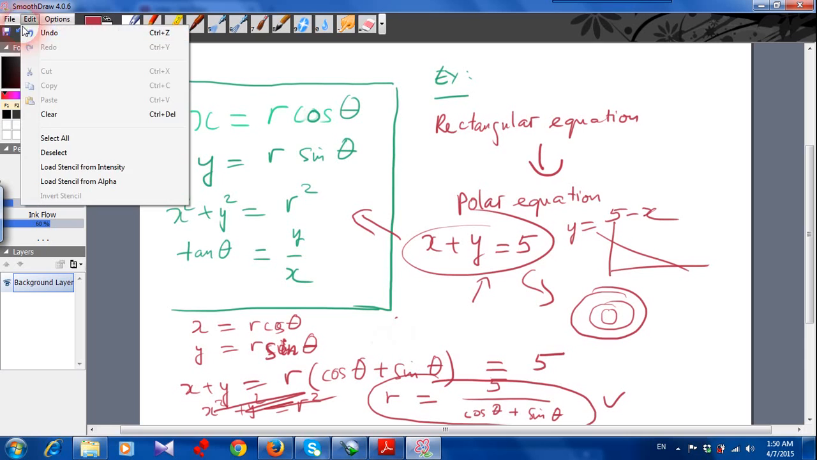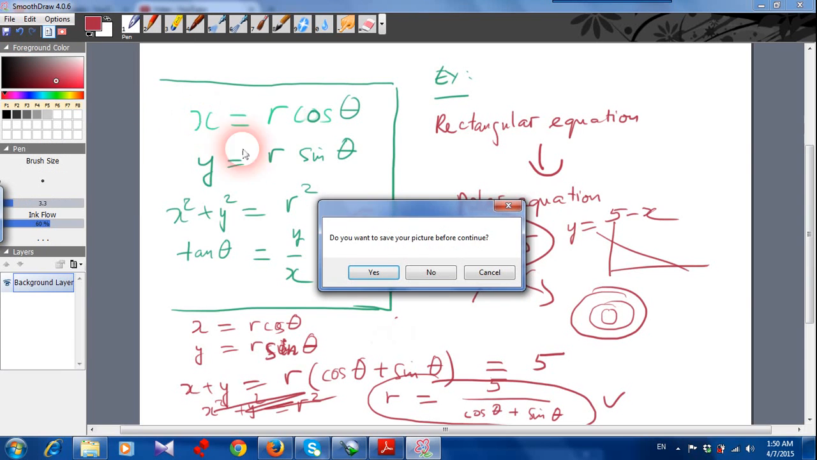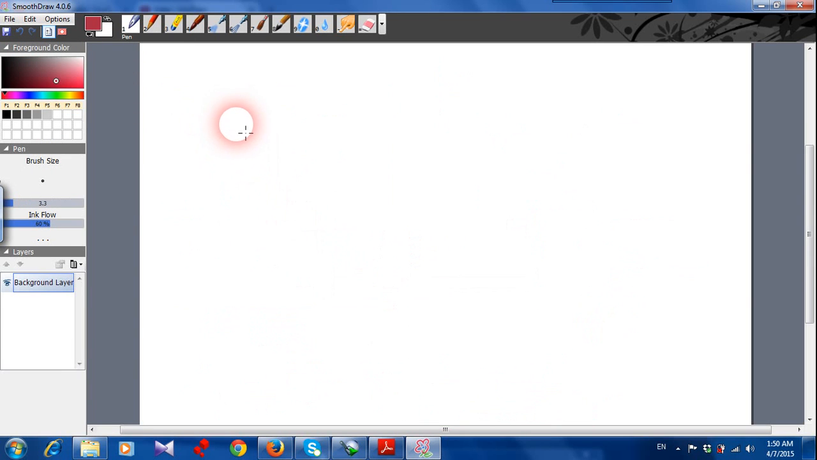How about this one? (x − 1)² + y² = 1. We need to change the rectangular equation to a polar equation.